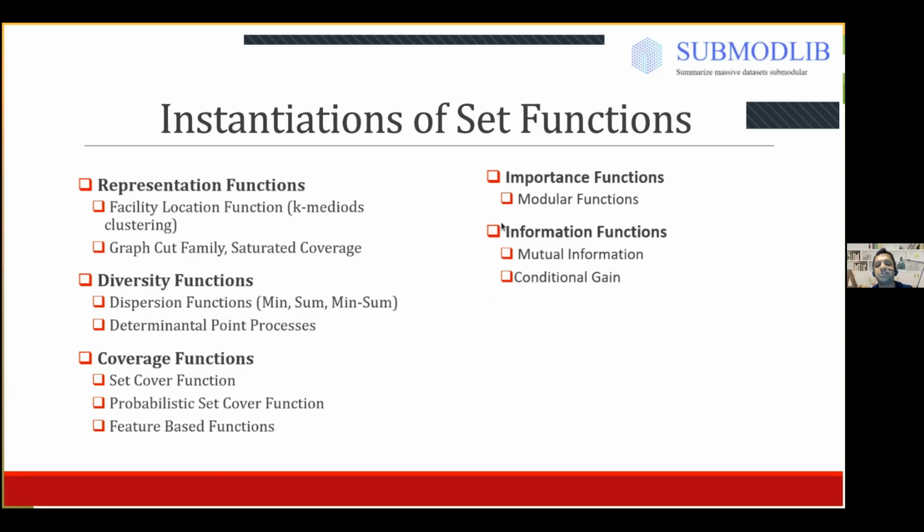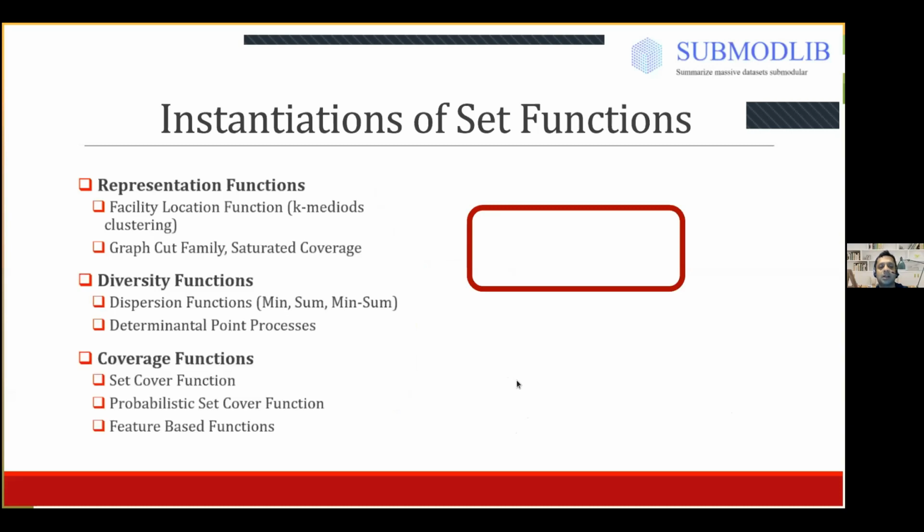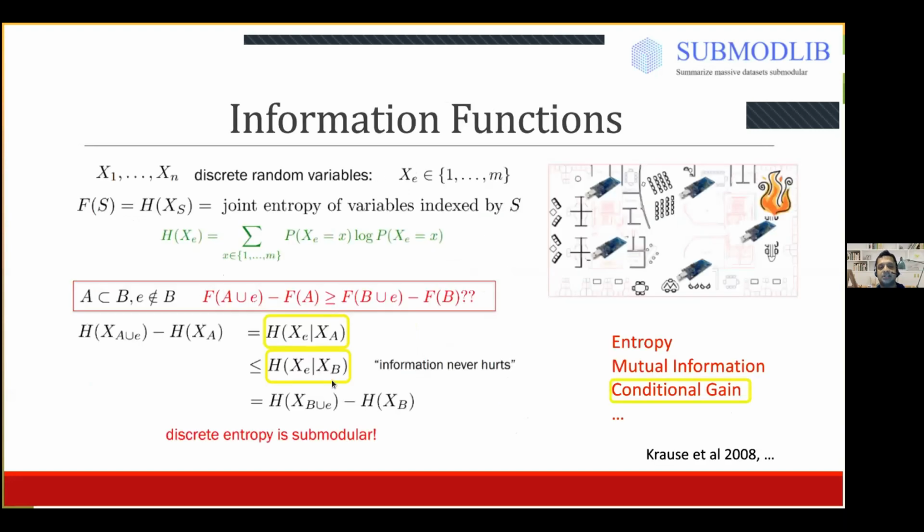The information functions, which I alluded to in the previous slide through the example of queries and privacy preserving set, are encapsulated in mutual information and conditional gain, and these could be used in conjunction with all the others. There are a bunch of others which we won't talk about today: discounted cost functions and complexity functions. Some of these become more interesting when you're looking at submodular minimization. We'll next look at information functions, which we would invoke once we outline examples of each of these three classes.